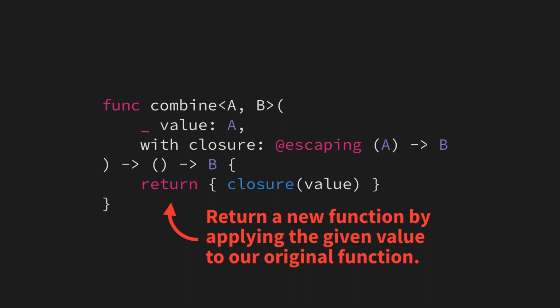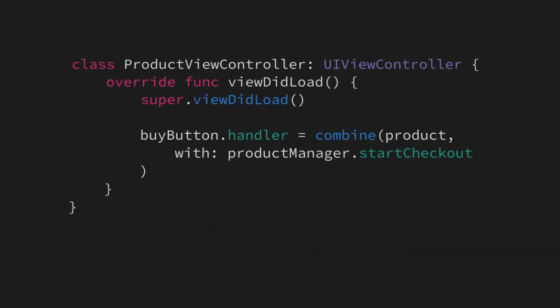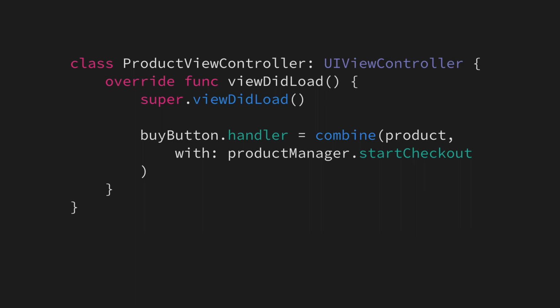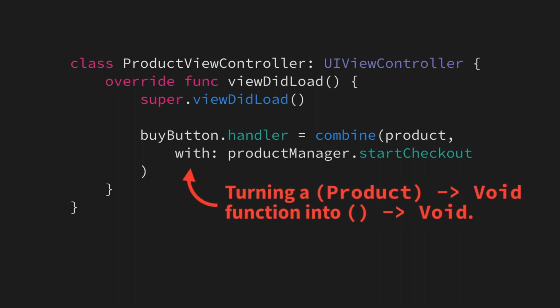Now with this new function in place, we can go back to our product view controller and simply use our new combine function with our product and our product manager's startCheckout method in order to create much simpler and more elegant code. What we've done here is we've turned a function that takes a product and returns Void into a function that doesn't take any input at all, but still returns Void, which makes it a perfect fit for our buy button's handler closure.